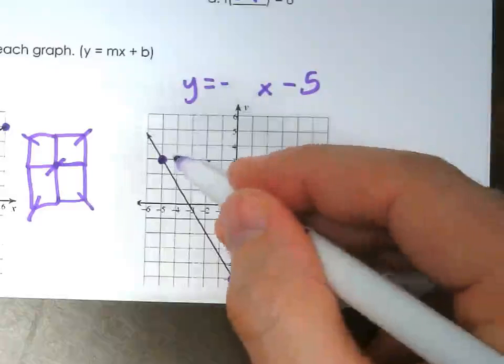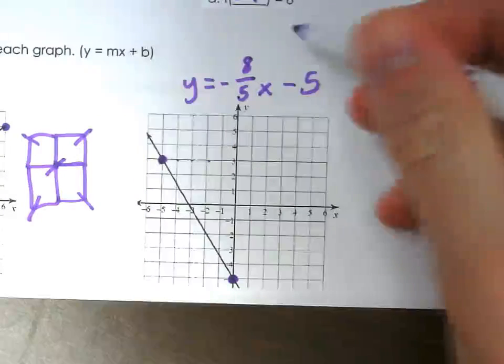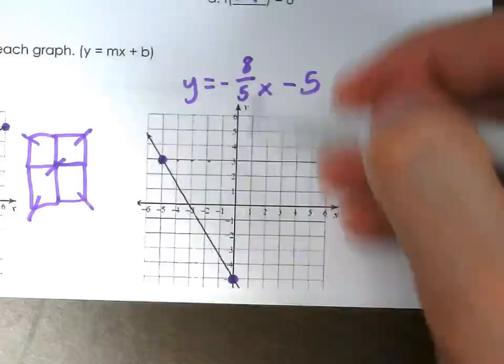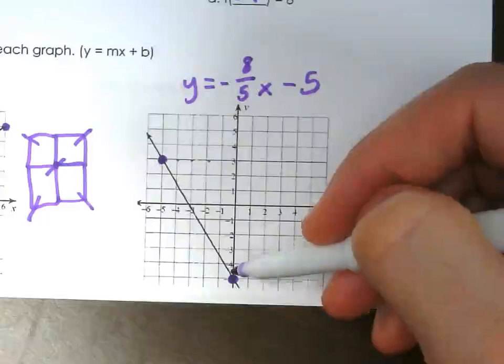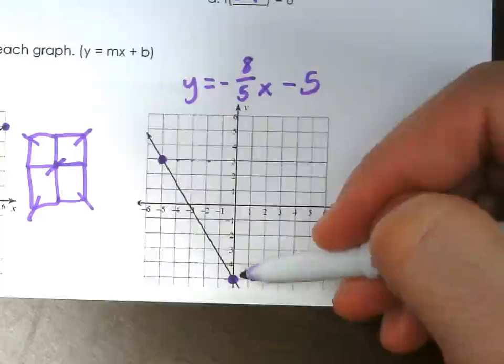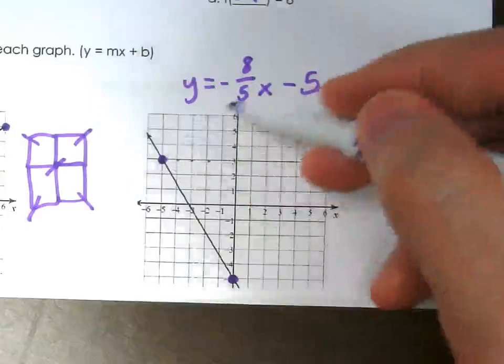And how many did I go over to the left? 1, 2, 3, 4, 5. So that was 8 over 5. And notice 8 over 5 doesn't simplify, so that is actually correct. Our slope here is -8 over 5 because it's going down, and from our starting point we had to go up 8 and we went left 5.